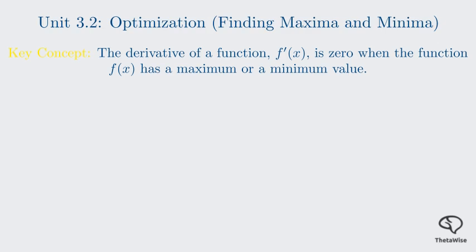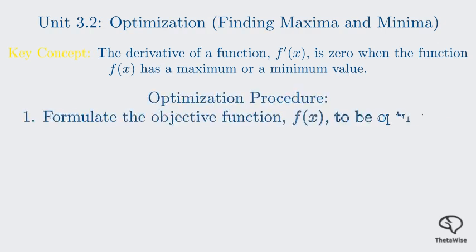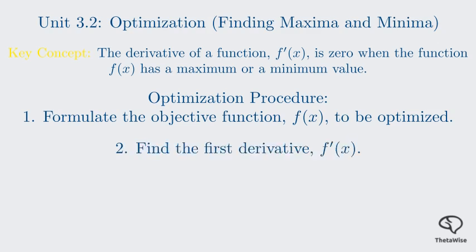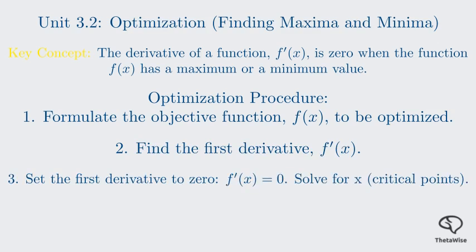Here is a step-by-step guide. First, we set up our objective function. This is the equation we want to maximize or minimize. Second, we find the first derivative of that function, f prime of x. Third, we set the first derivative equal to 0 and solve for x. The solutions are called critical points. These are our potential maximums or minimums.